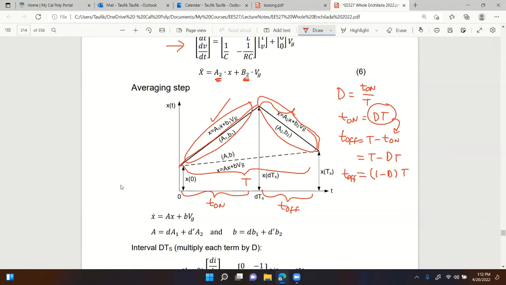So that's what I did right here. Because we divide by T, as I said earlier, T on is going to be just D, and T off is going to be just 1 minus D without the T, because we divide by the entire period. Make sense? So for the first state space, we'll multiply it by the duty cycle. For the second state space, we multiply it by 1 minus D. That's how long it takes for each state.